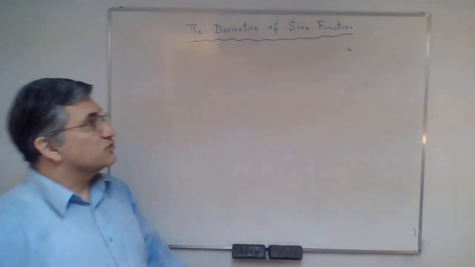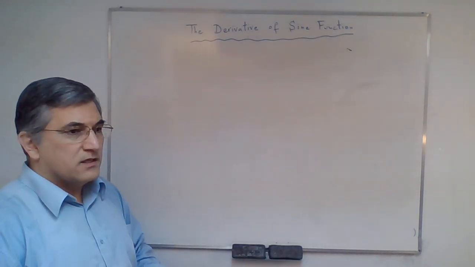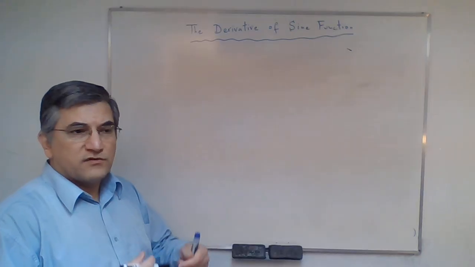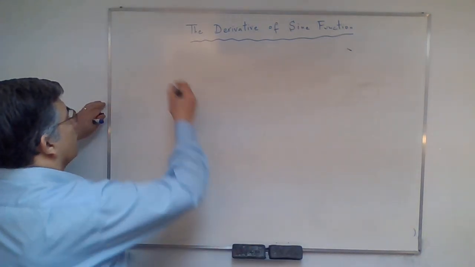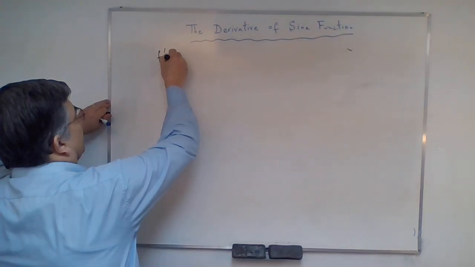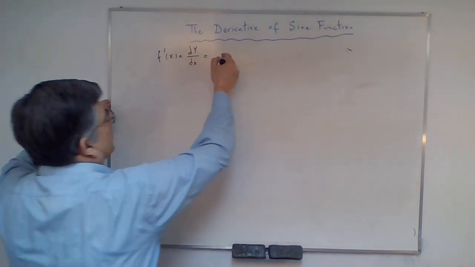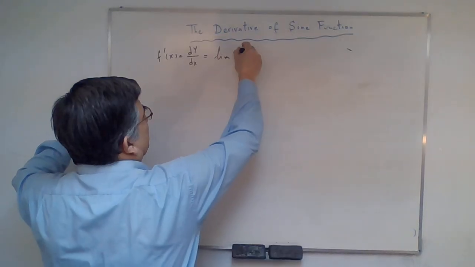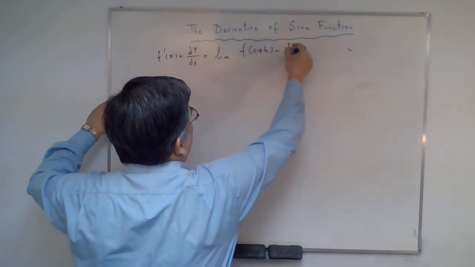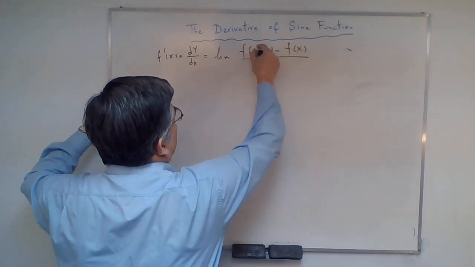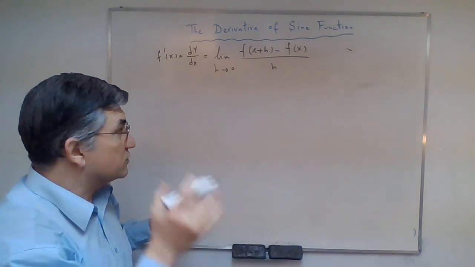We want to talk about the derivative of the sine function in the continuation of our lectures. The theoretical definition of a derivative is very clear for everybody. We know that f prime of x, or dy over dx in Leibniz notation, is nothing but the limit of f at x plus h minus f at x, all over h, when h approaches 0. This is the definition, everybody knows that.